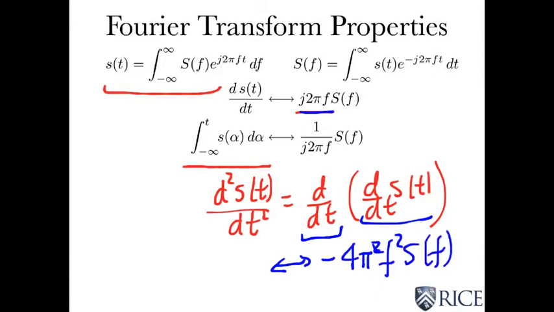Okay, the minus sign, of course, is j squared. So you can also talk about the double integral of a signal, if you will, integrating it twice and all that. That corresponds to dividing twice by j2 pi f. Really interesting properties.